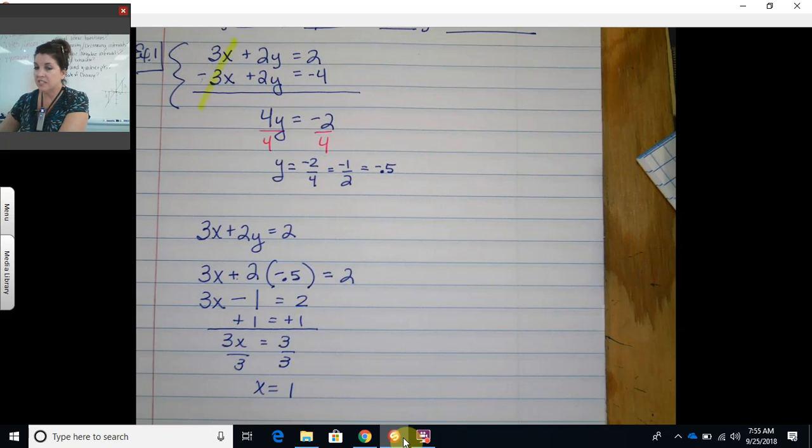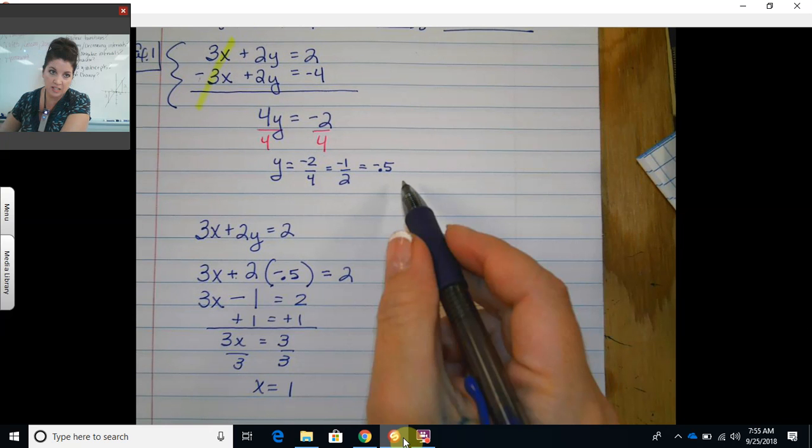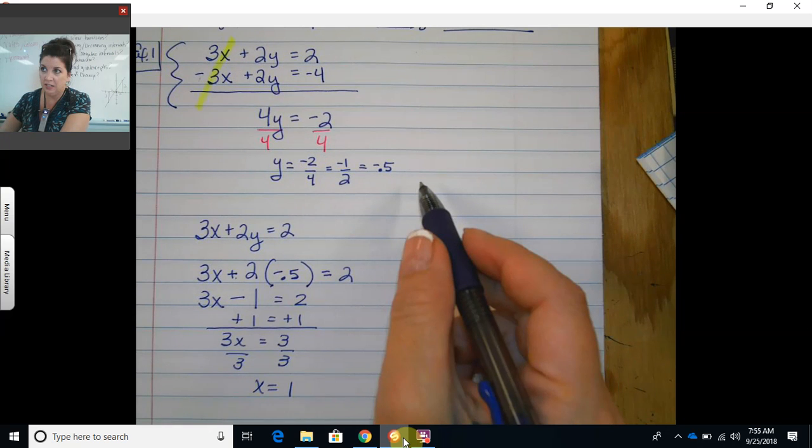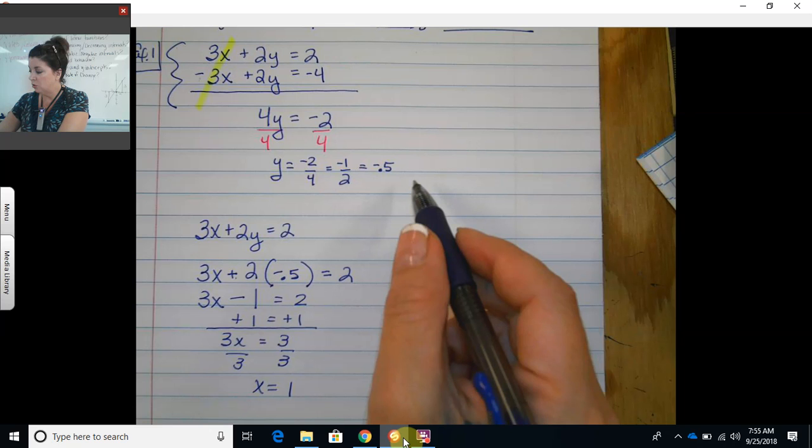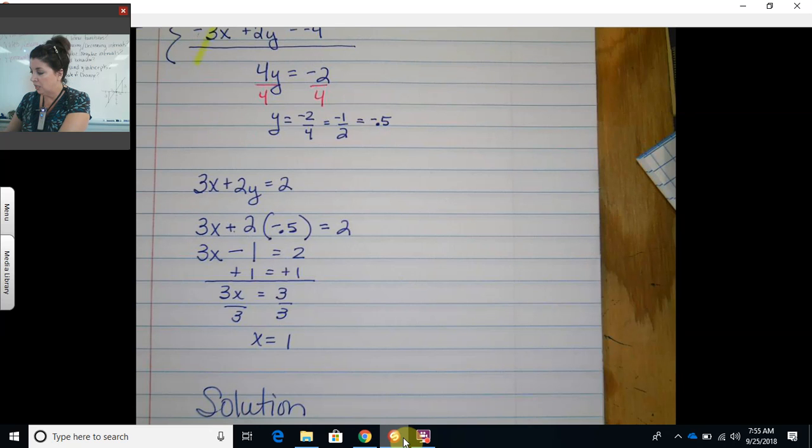This time we solved for y first. That does not mean that's the first number we write in the parentheses. You write it as an ordered pair, which means it's x, comma, y. And I'm going to write it as a fraction.